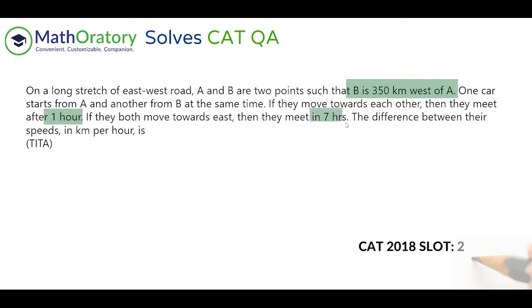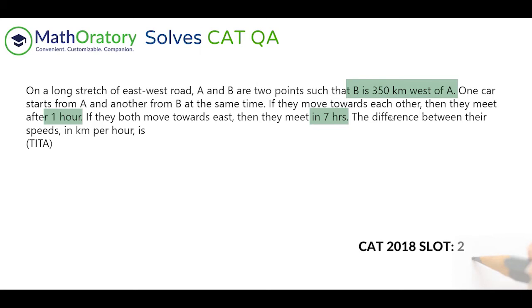So that is in the same direction. For the same direction, the difference of speed is required. So 350 by 7 is the difference in speed. That is 50 km/h. And we're looking for the, okay, what? Okay, so what question is this?